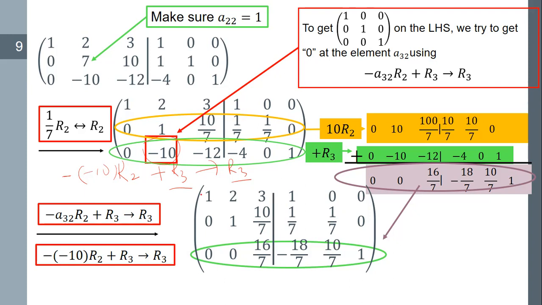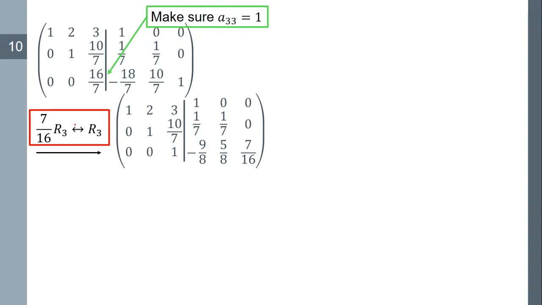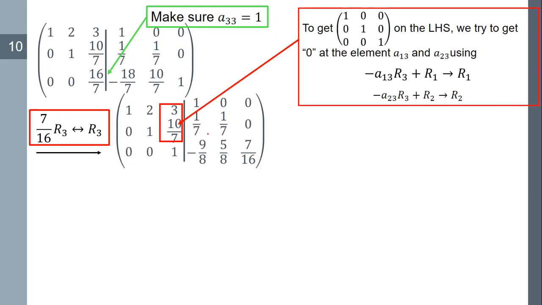Okay, so now you look at it. Now you already have 1, 1. Okay, the only thing here is not 1. So like just now, we can multiply by 7 over 16, you can change it to become 1. Okay, but we already obtained our first mission. All three are 0. So make sure A33 equals 1. So multiplying with 7 over 6, we get 1. So make sure you're multiplying everything. Now our duty is to make sure the 3 above are 0.